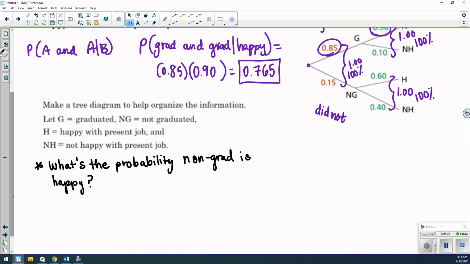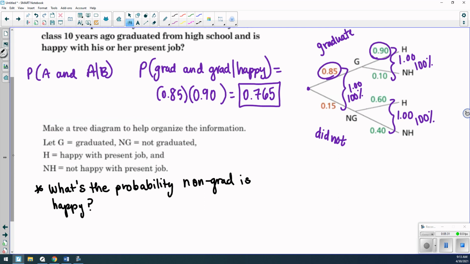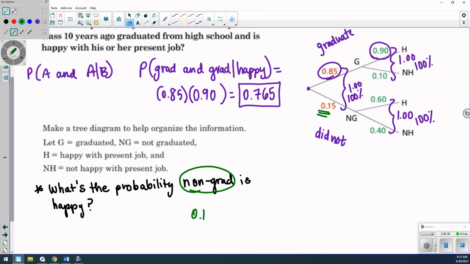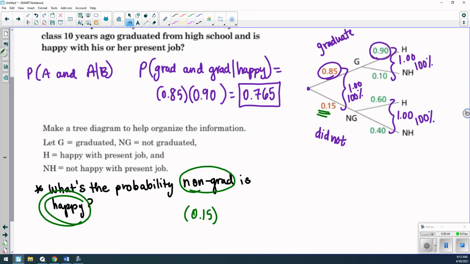So do you know what we're going to do this time? This time we're going to start at the non-grad branch. So we're going to start with 0.15. And then we're going to keep going to the happy branch that branches off of that. And here's happy. I'm going to just underline this a few times so I'm not confusing what's going on. Okay, so 0.15 times 0.60 on my calculator, surprisingly enough, it works out to be 0.09.